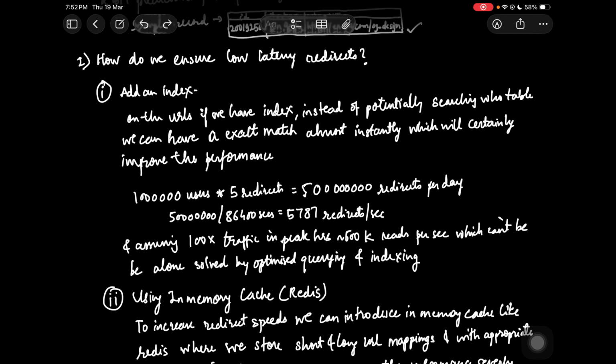Firstly, the most fundamental optimization, which happens at the storage layer, is adding an index. We would add an index on the URLs table for the short code column. Think of this like the index at the back of a textbook. Instead of reading every page, the database can jump to the exact match almost instantly.